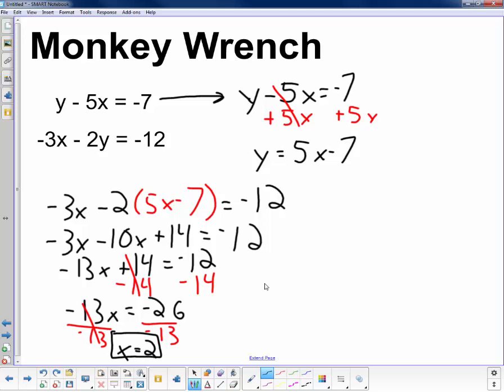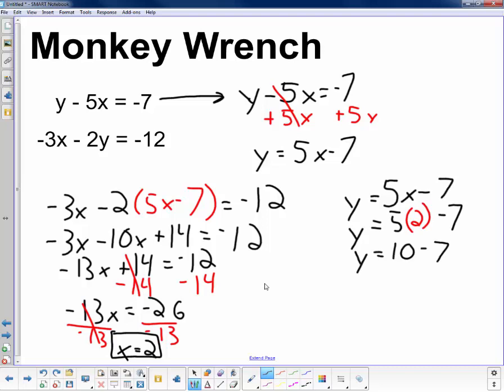Just like before, we can pick any equation that we're working with to find the value of y. I'm going to take the y equals 5x minus 7. It just looks like it'll be the simplest and the most direct. Just plug in your value, and you're done. So again, if there isn't a variable already solved for on its own, you can simply take one of the equations and put it into that format.